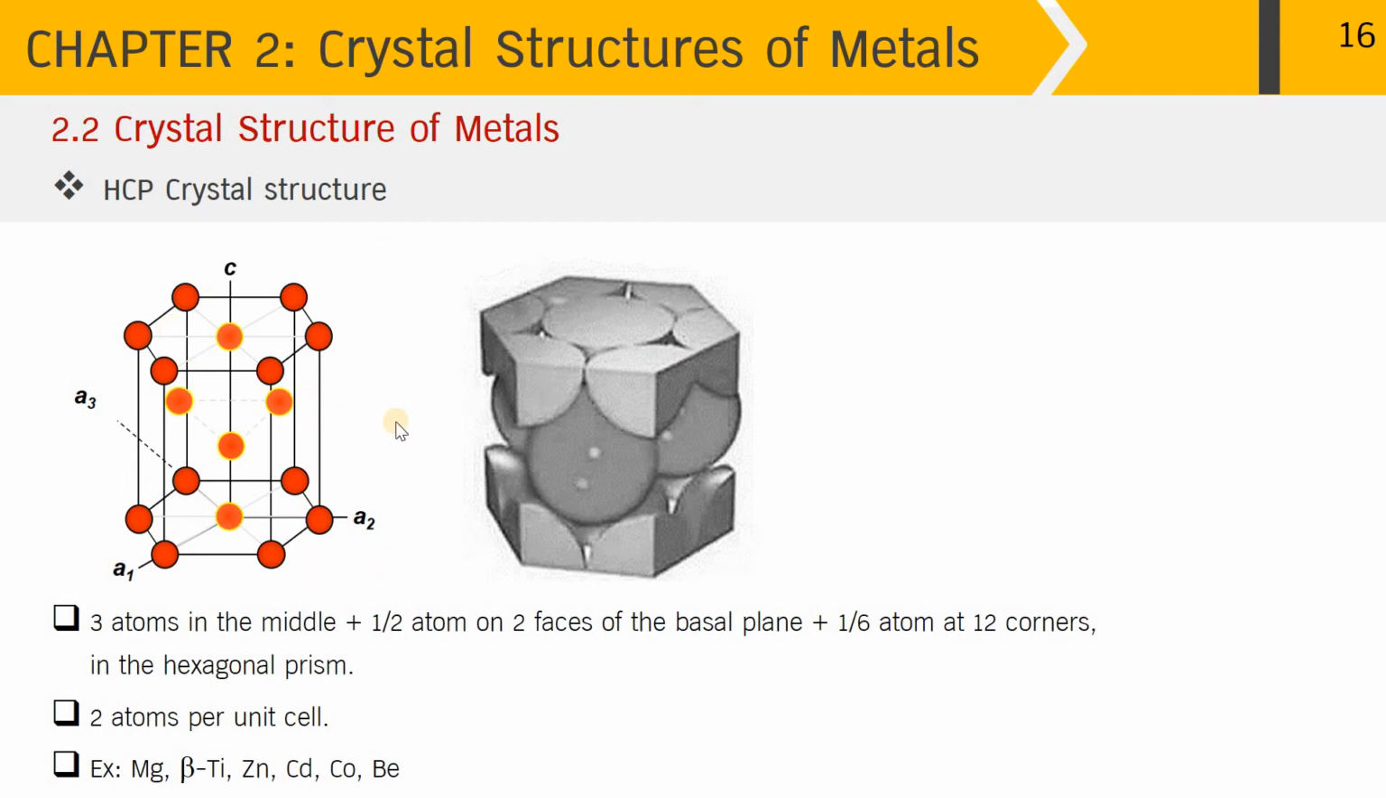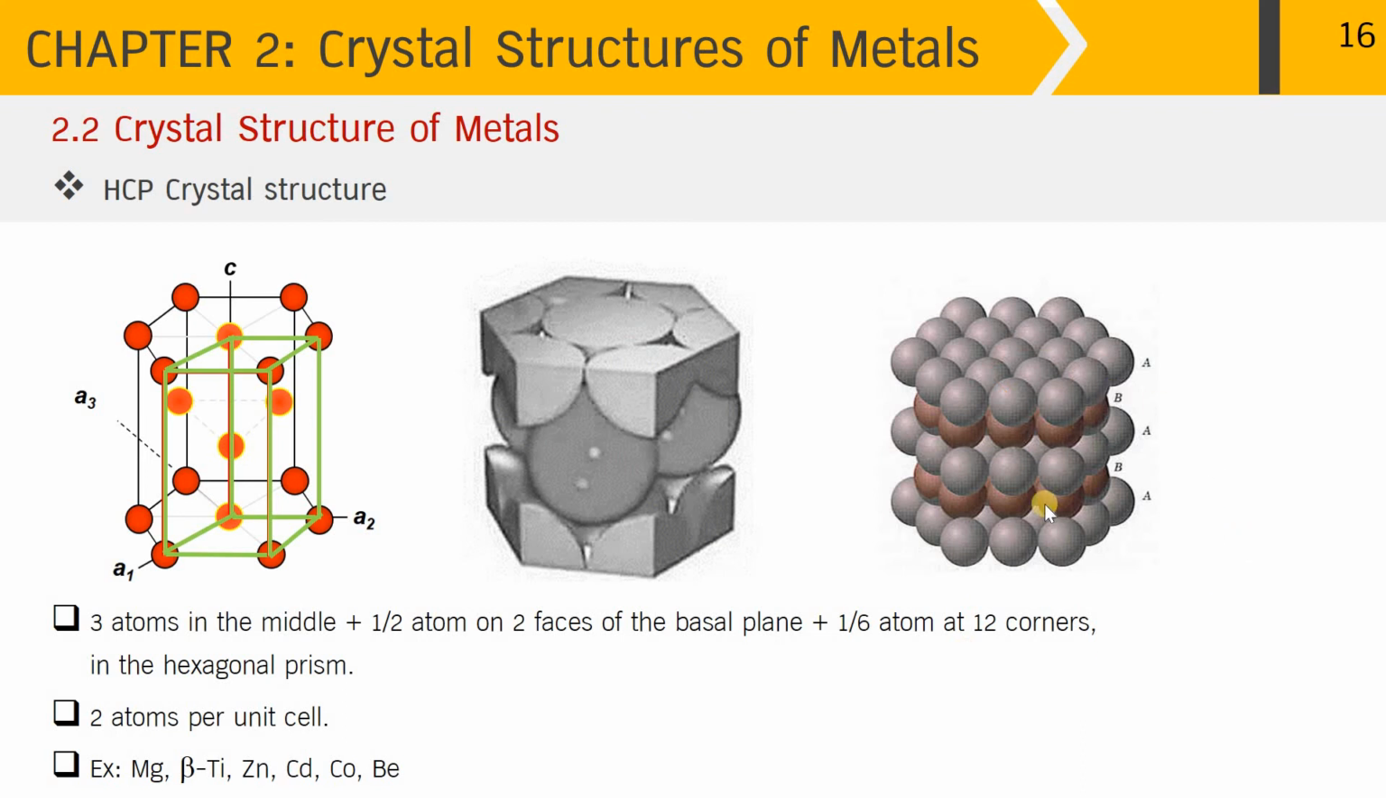But for HCP crystal structure, it's not a cubic structure, and the unit cell is considered as the green prism here, which is just 1/3 of the volume of the whole hexagonal prism. And therefore, the actual atoms per unit cell will come down to 2 atoms per unit cell in this case.